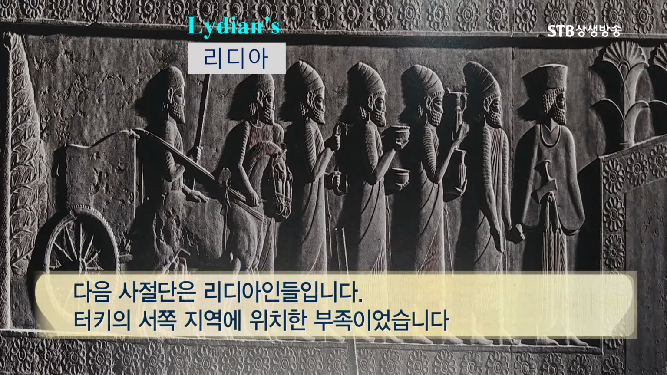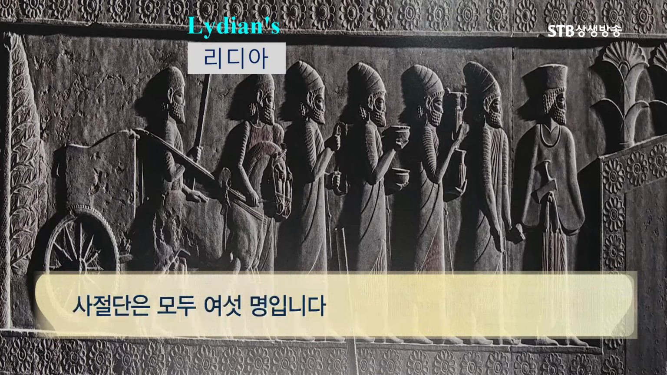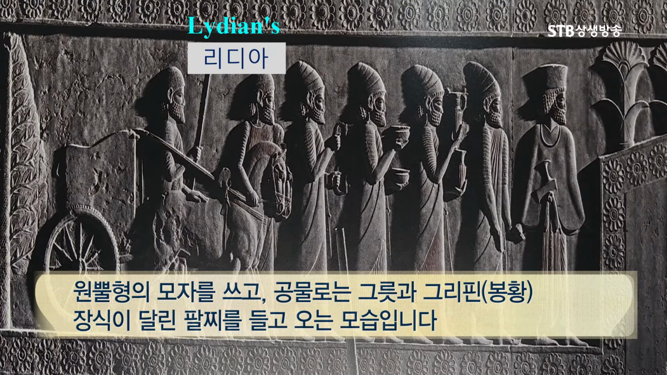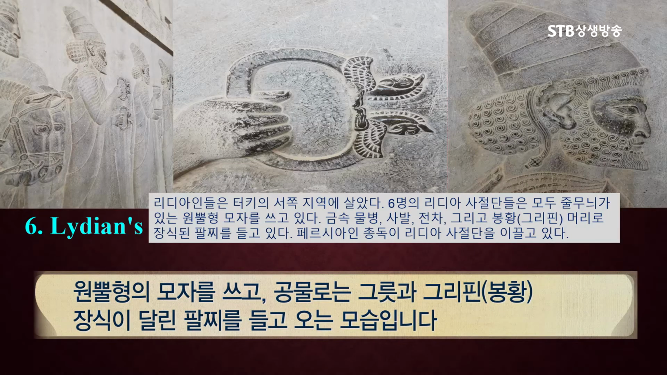The next, Lydians. Their location is in the western part of Turkey. There are 6. And they wear the conical hat. Look at the hat. And also the bowl and the armlets. You can see the armlets, the metal armlets with the griffin patterns. This is exactly the griffin patterns and also the armlets.